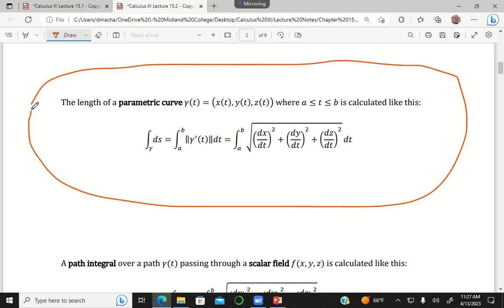This is just a reminder, okay? We did this earlier this semester, where we had a parametric curve, and we wanted to calculate the length of the parametric curve as it's winding through 3D space. That was the integral formula for the length of a parametric curve. Does everybody remember that? Okay.